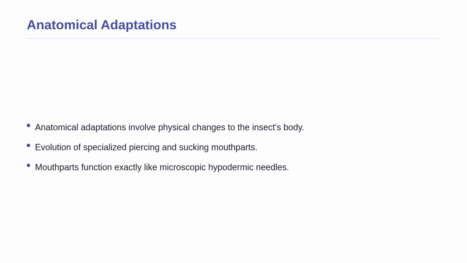Building on that foundation, let us examine the first of the three pillars of adaptation: anatomical adaptations. These involve actual physical changes to the structure of the insect's body. The most critical example is the evolution of their mouth parts. Instead of standard chewing jaws, vector insects have developed highly specialized piercing and sucking mouth parts. These structures act exactly like microscopic hypodermic needles, allowing the insect to pierce through the tough outer layers of human skin and tap directly into our blood vessels with incredible precision.